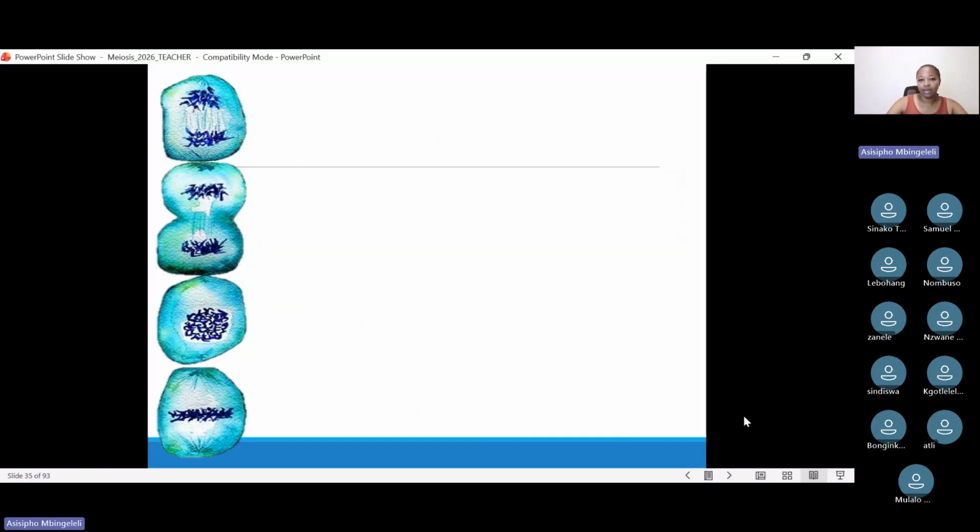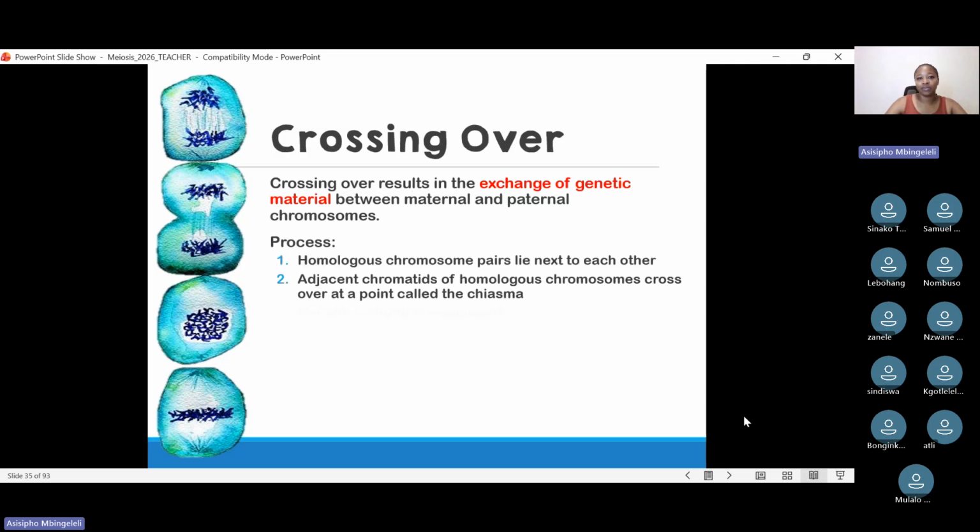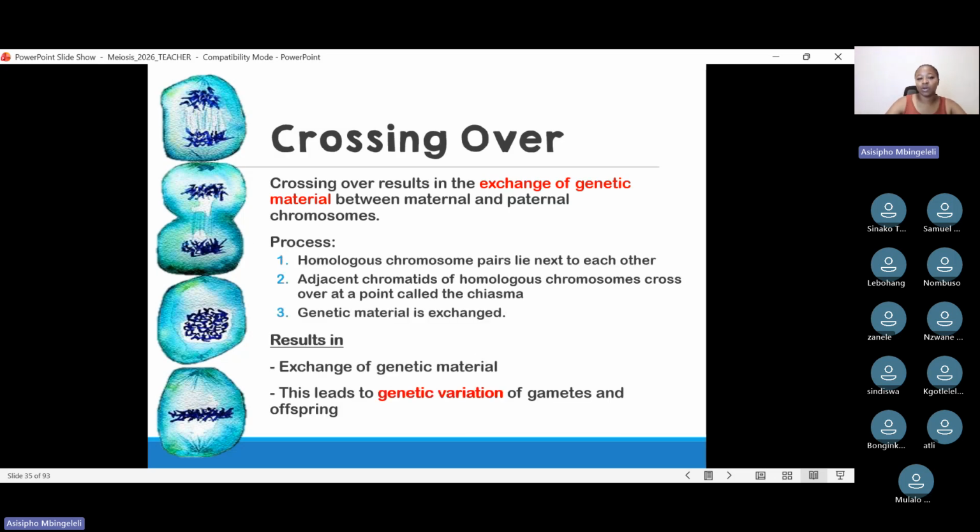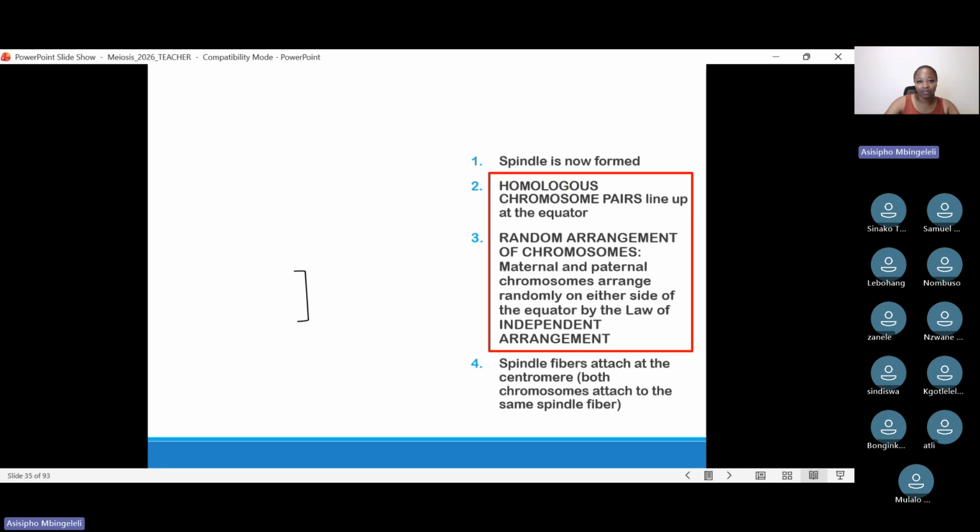And then that is the information about the crossing over, and we spoke about what crossing over results in. So it results in exchange of genetic material. It also leads to genetic variation amongst the gametes and the offspring. So that's the reason that you look different to your siblings, and that's the reason that you and your siblings do not have the same genetic material.